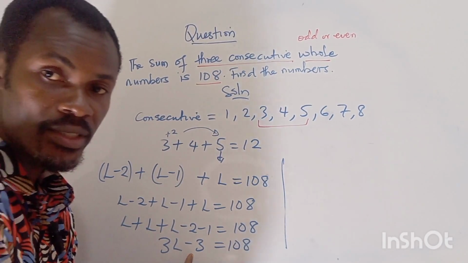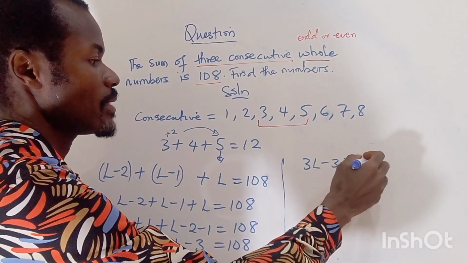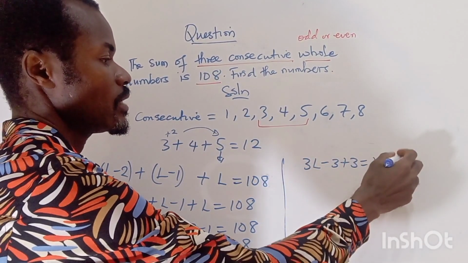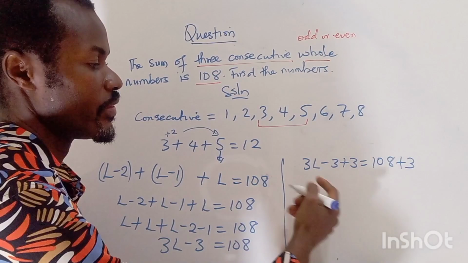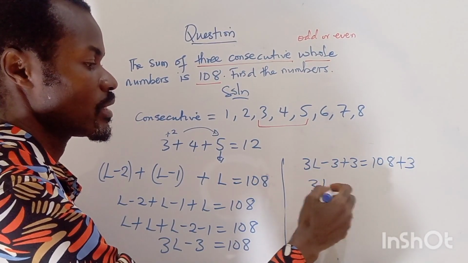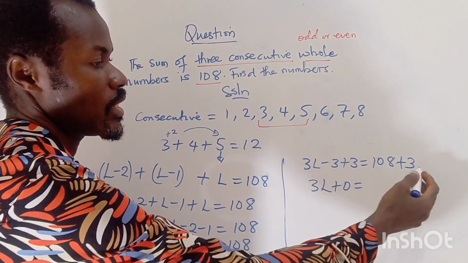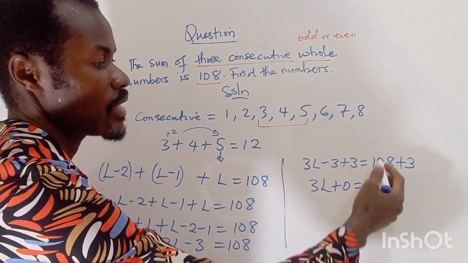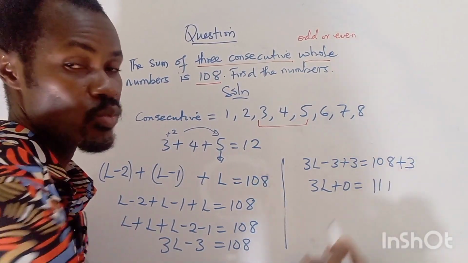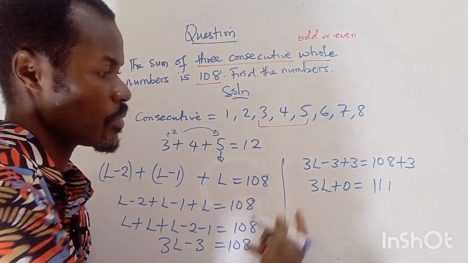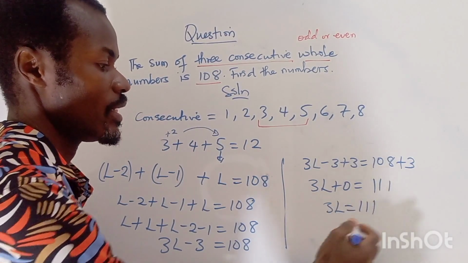Now, how do we remove this minus 3? We are going to add 3 to both sides. So I have 108 plus 3. We have added 3 here and added 3 here. So this will give us 0. So it's 3L plus 0, which is equal to, now 8 plus 3 is 11. Carry 1. So we have 1 and 1. So if we add, this is 111. Now 3L plus 0 is going to give us 3L, which is 111.